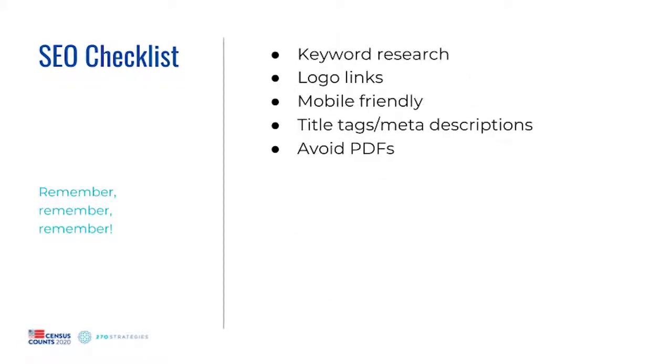Also, make sure that your logo links back to your homepage. And don't forget about mobile. Use Google's mobile-friendly test to identify any issues that your constituents may encounter when visiting your site on their phone. Include title tags and meta descriptions. Title tags specify the title of a specific web page and are usually shown in blue on a search engine results page. And then the meta description is the text underneath that describes what's on the page. This is a great place to include keywords.